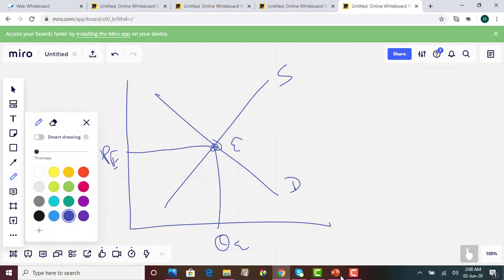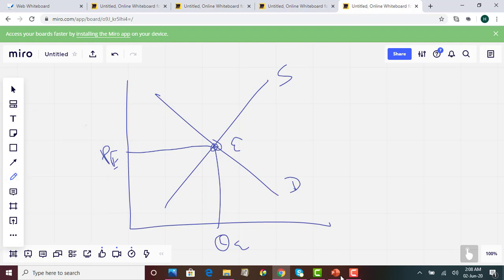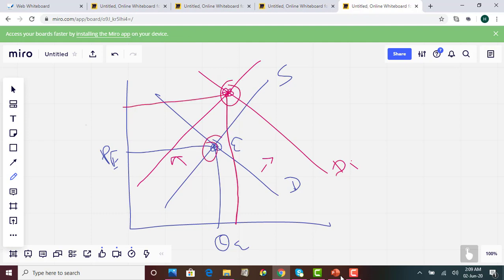Now in that case, maybe the number of buyers went up, so the demand curve shifted to the right, but at the same time government increased taxes on business, so the supply curve shifted to the left, and therefore your new equilibrium is at this point. Okay, Q2 P2. Now whether the quantity will increase or decrease, or whether the price will increase or decrease, will depend on the extent of the shift of the supply or the demand curve.